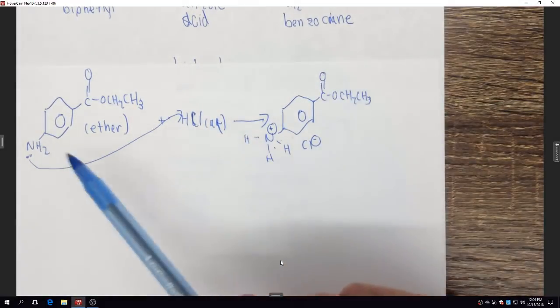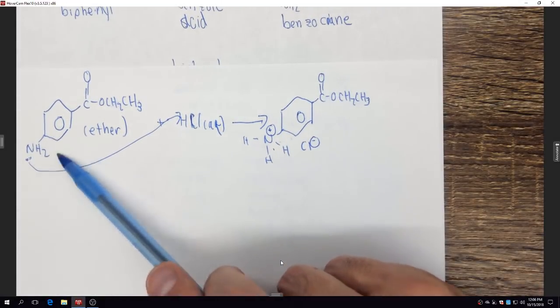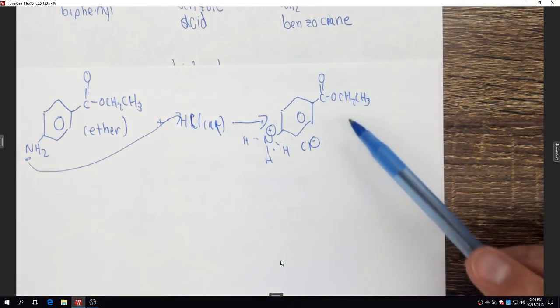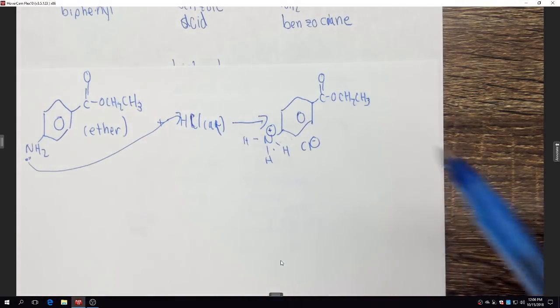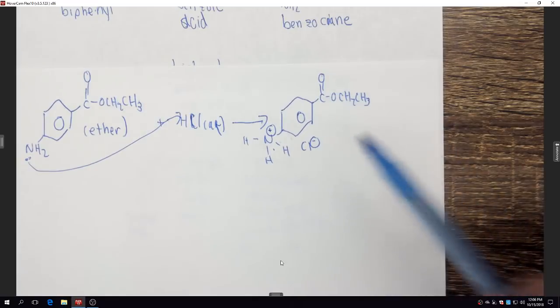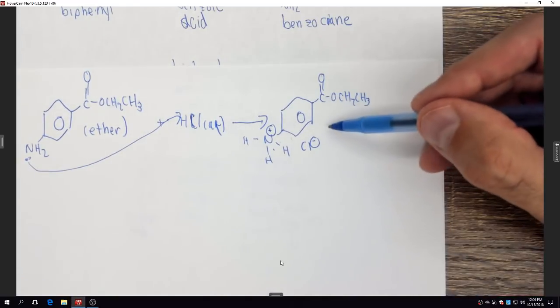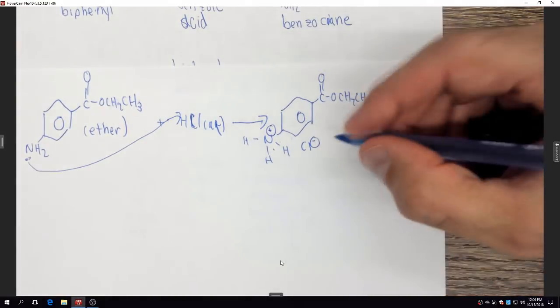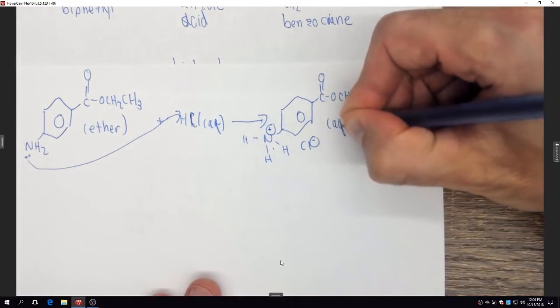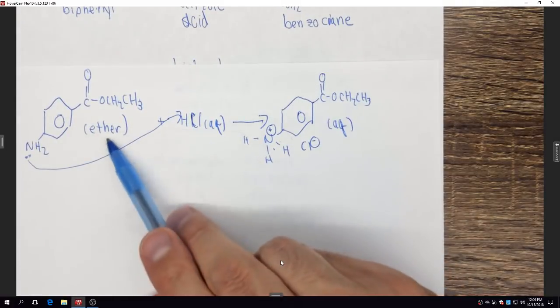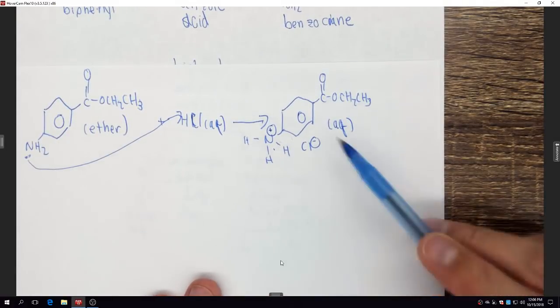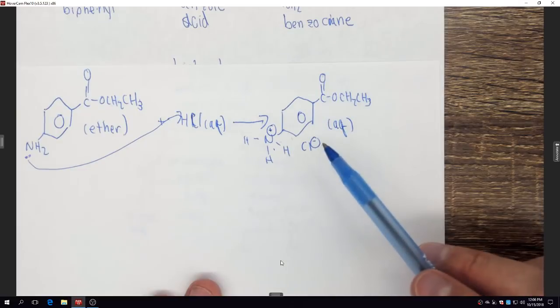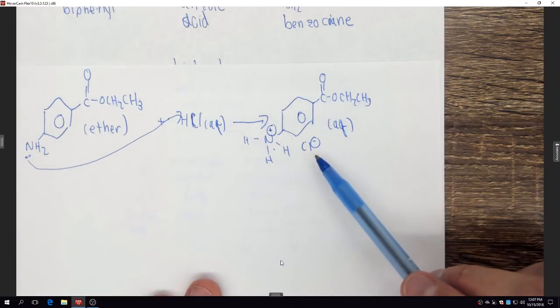So we changed benzocaine from a covalent compound to an ionic compound. When it changes to an ionic compound, what happens to its solubility? Said another way, what's the state of matter here? In this case, it's actually aqueous because we added aqueous HCl. So we have an ether layer and an aqueous layer. So this molecule dissolves in water. This is called benzocaine hydrochloride.